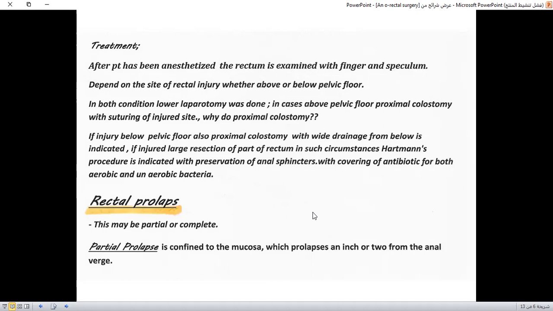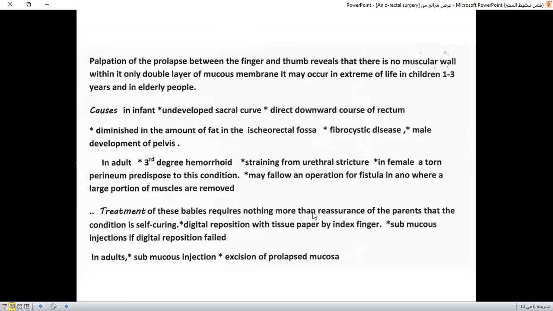This may be partial rectal prolapse or complete rectal prolapse. Partial prolapse is confined to the mucosa, which prolapses an inch or 2 from the anal verge, meaning from the anus. Palpation of the prolapse between the finger and the thumb reveals that there is no muscular wall with it, only a double layer of mucosal membrane.